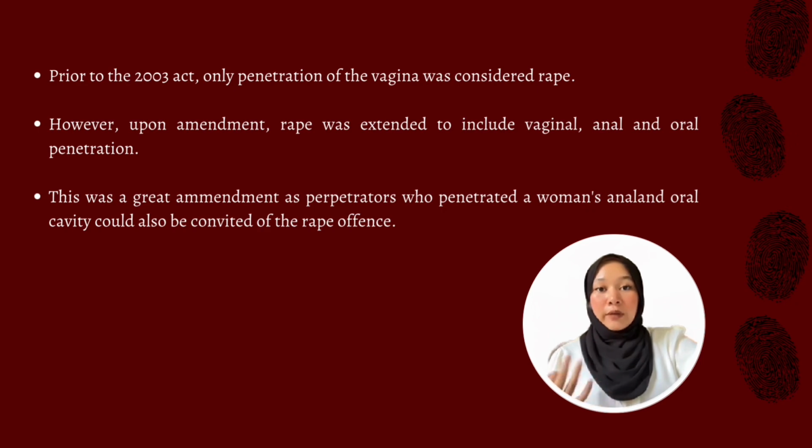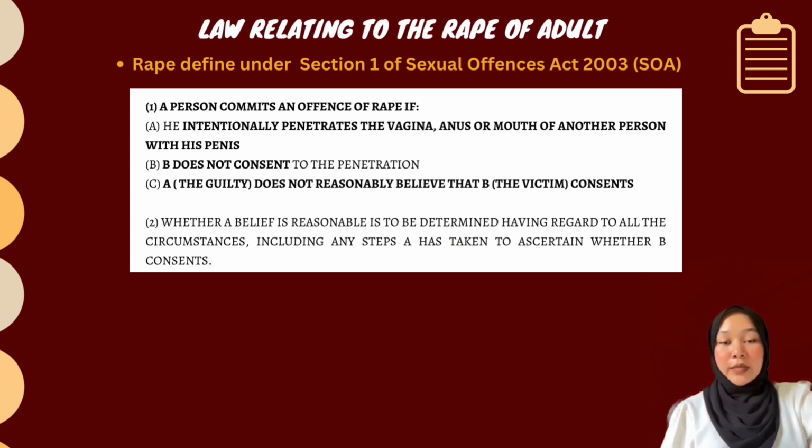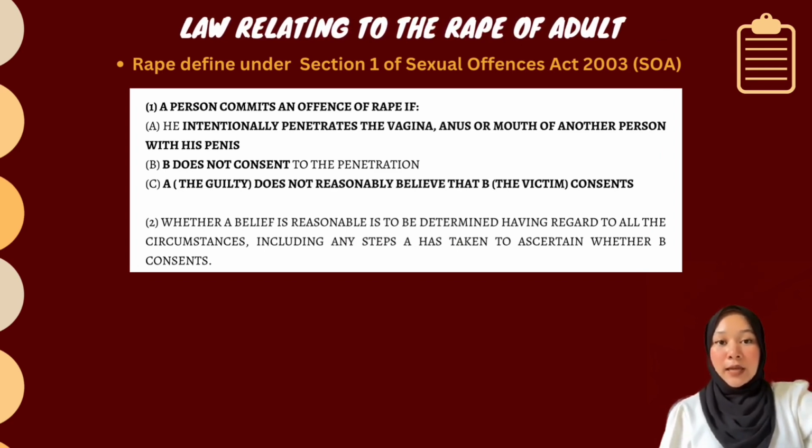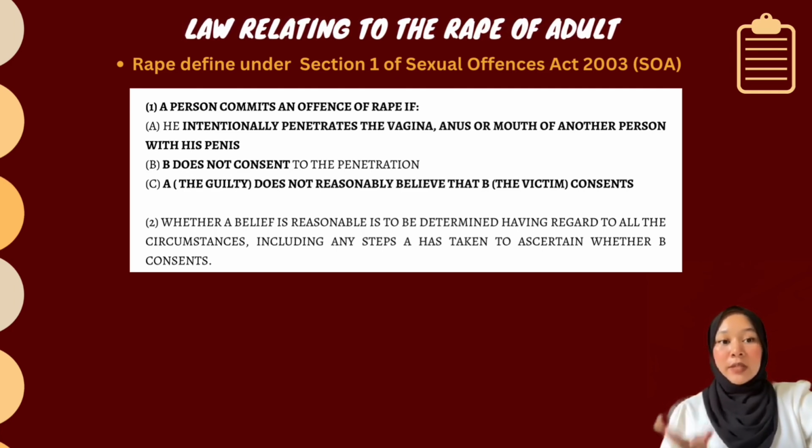However, upon revision of the section, the term rape was extended to also include oral and anal penetration by a man's penis. The definition of rape can be found in Section 1 of the Sexual Offences Act 2003, whereby a person commits an offence if he intentionally penetrates the vagina, anus, or mouth of another person with his penis, and he knows that B does not consent to the penetration and does not reasonably believe that B consented to it.